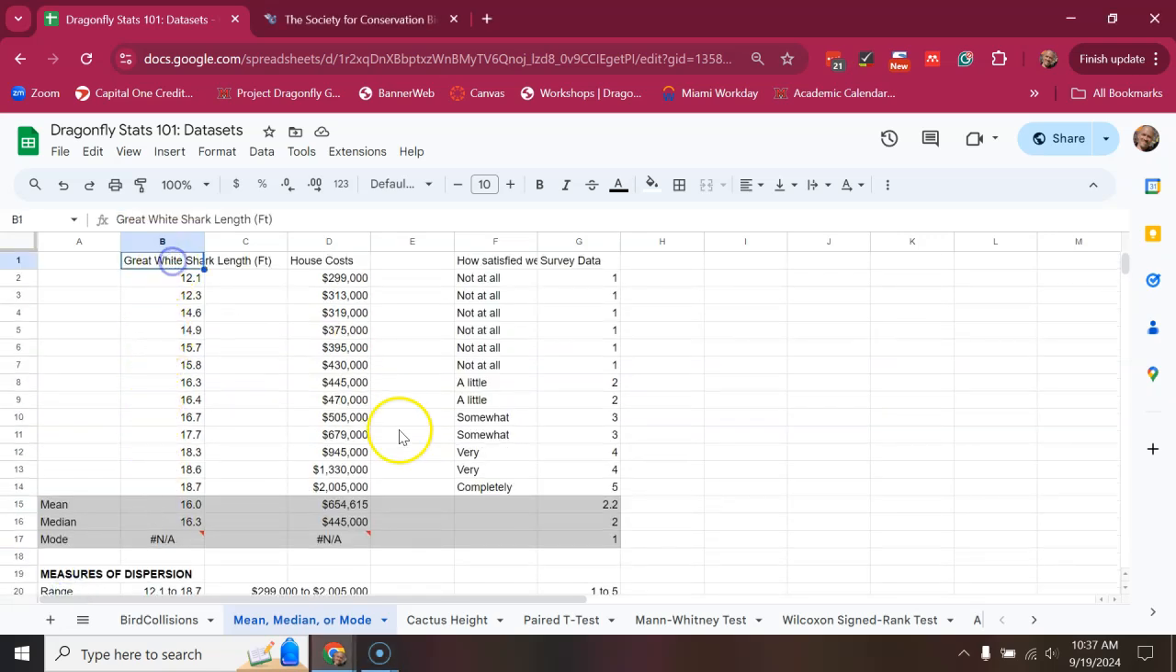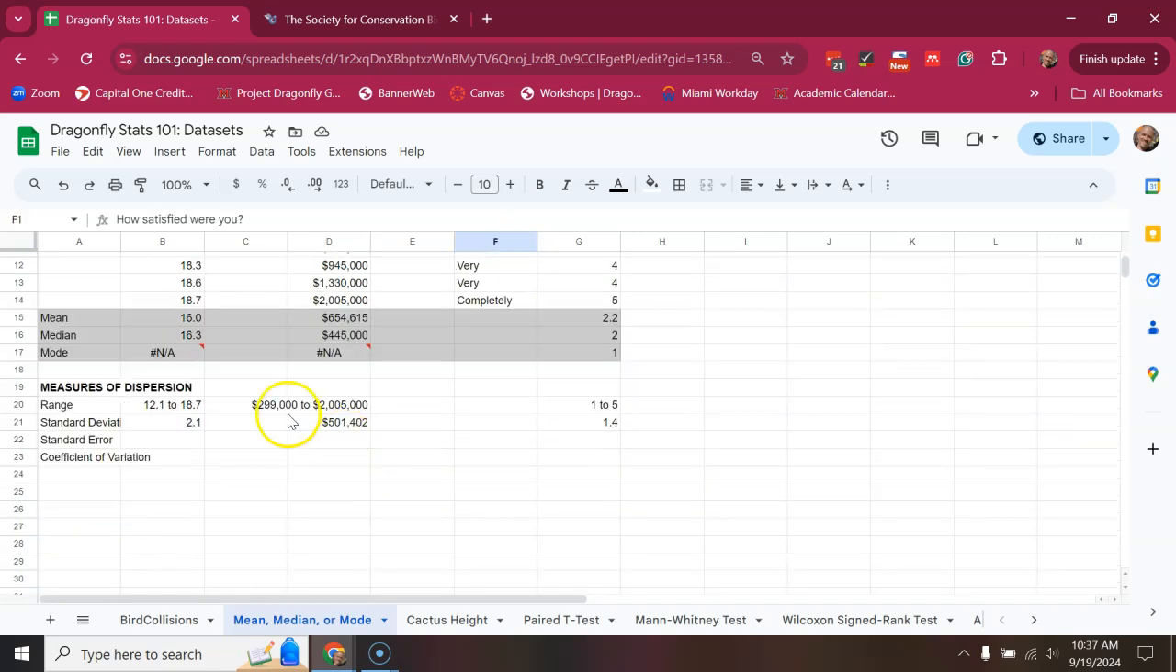Okay, so we've looked at the great white shark length and the housing costs and the survey data and determined the measures of central tendency, when you might use those, and the pros and cons of each. But let's talk about measures of dispersion.